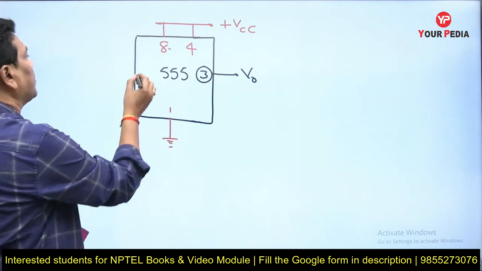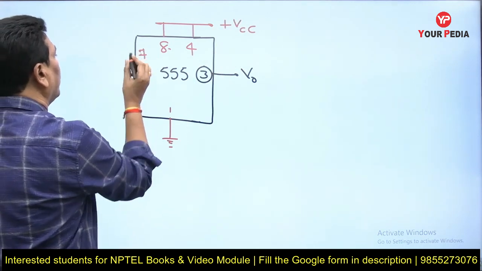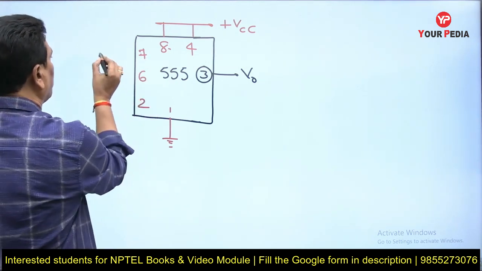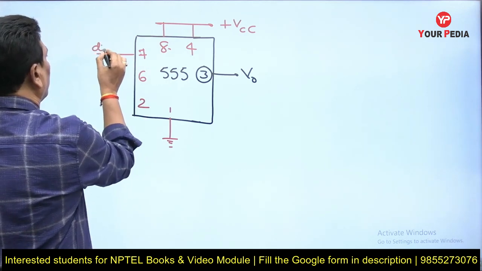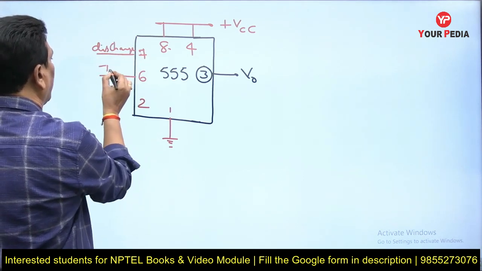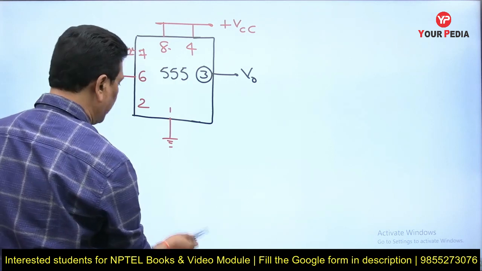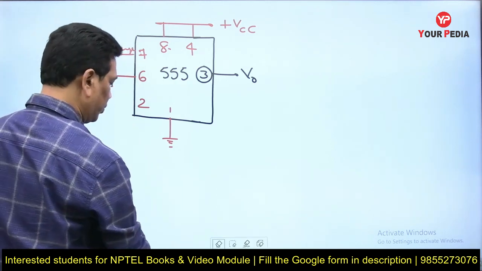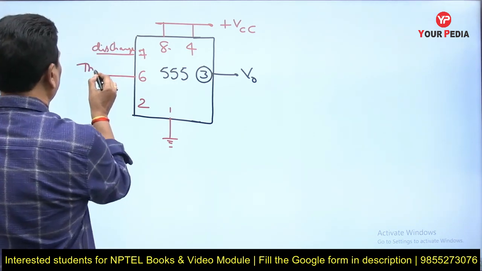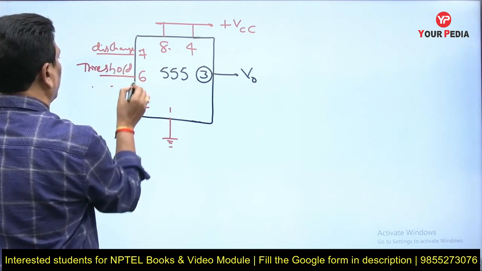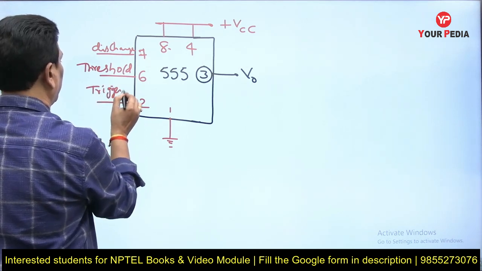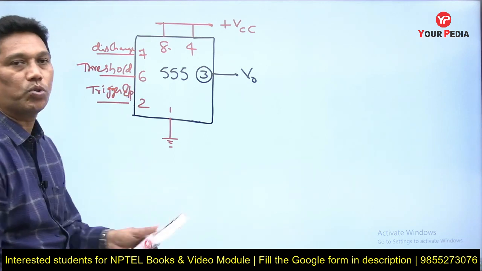There you see this one now. 7 is the discharge terminal, through which the external capacitor can discharge. 6 is the threshold terminal. This is the threshold input, sir. 2 is the trigger input. Confirm now, sir? 2 should be the trigger input.